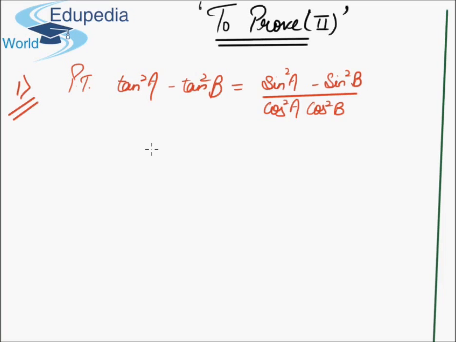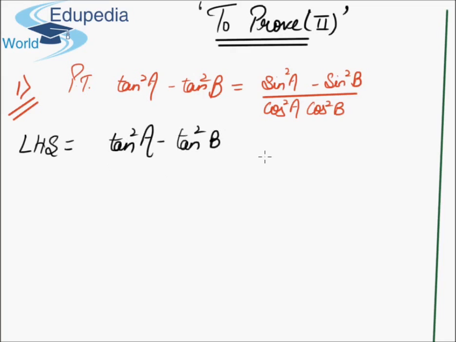In this video, we'll be dealing again with two proof-based questions. So here goes some more examples. The first question says, prove that tangent square A minus tangent square B is this fraction. So let us start with the left hand side. The left hand side is tangent square A minus tangent square B.